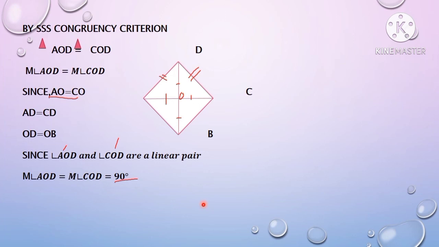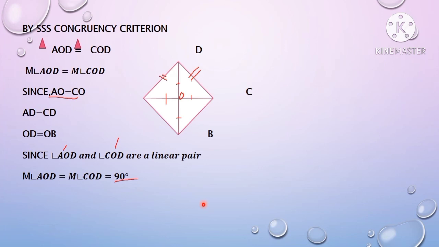So linear pair means what, children? You'll have a straight line and you'll have a common arm. Look at here. This AC is a straight line and this OD is a common arm. So angles formed here, these two sides are a linear pair. We know that sum of a linear pair is equal to 180 degree. Here these angles form 90 degree. So 90 degree plus 90 degree, 180 degree. So angle AOD is equal to angle COD. Both are 90 degree.